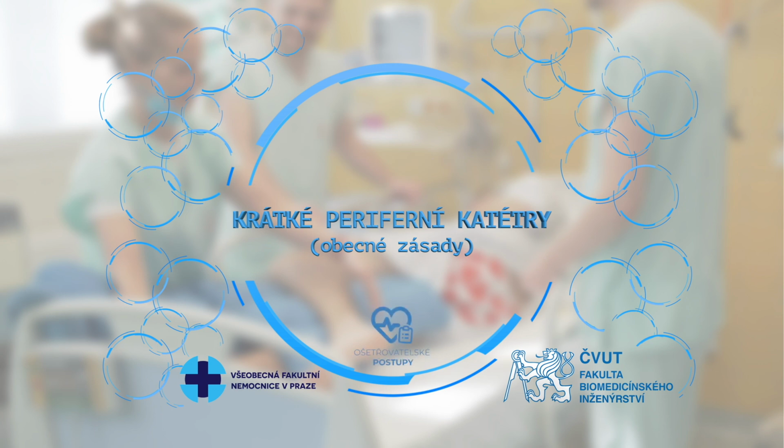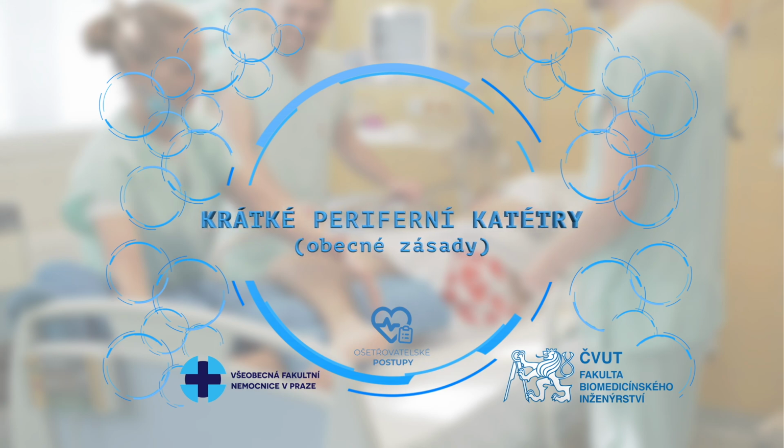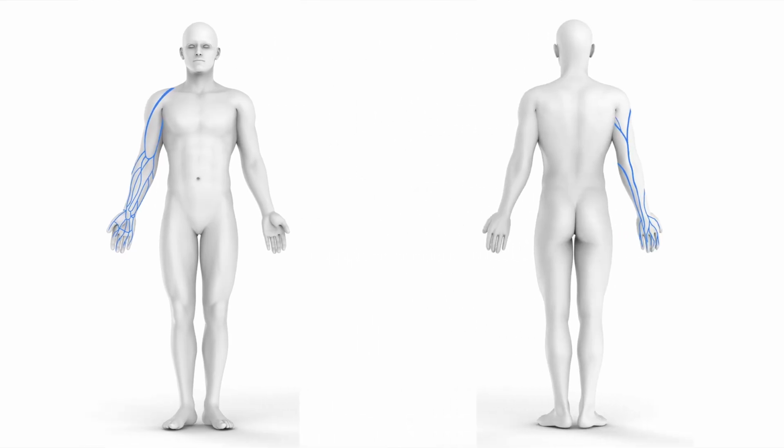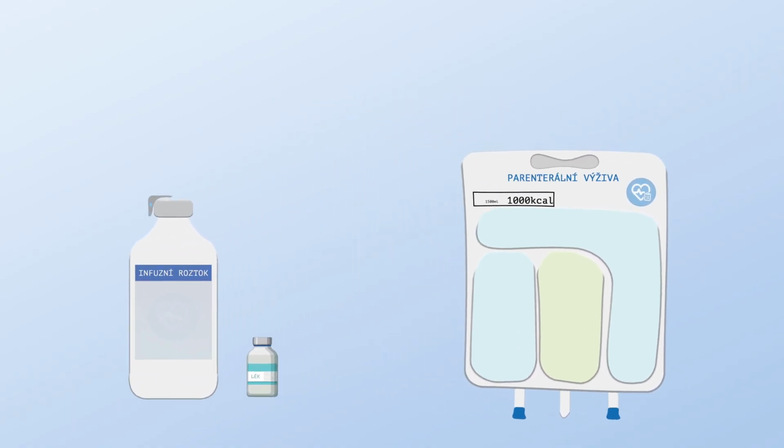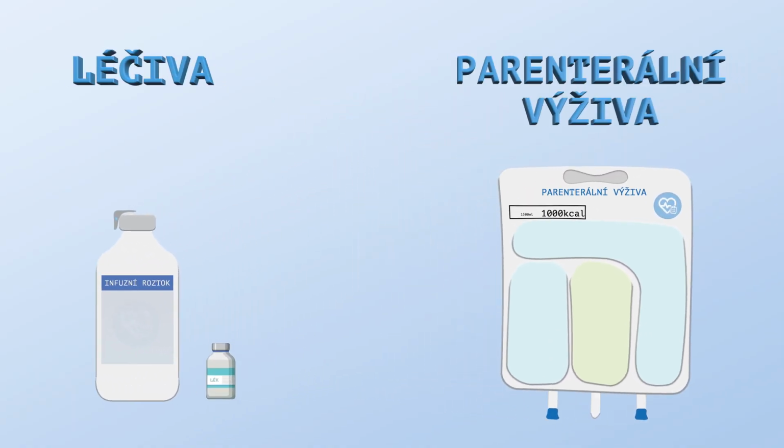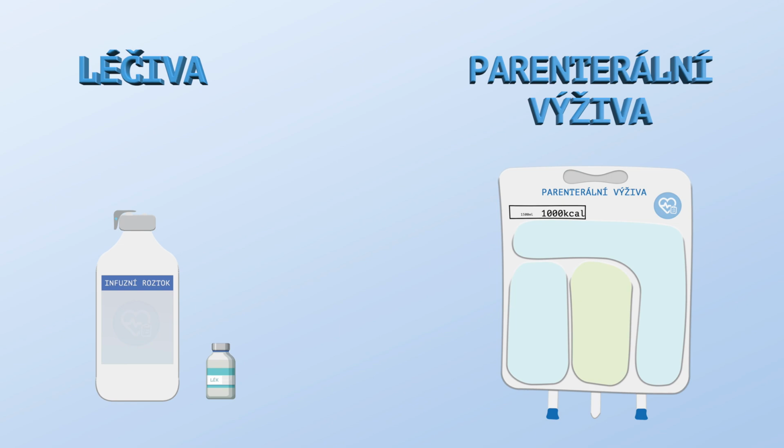Short peripheral catheters are classified as short-term venous access devices. The catheter is inserted into the venous system with the distal end placed outside the cava-atrial junction. This allows the administration of medications that do not irritate the venous endothelium with a pH of up to 9 and an osmotic concentration of 600 milliosmoles. For parenteral nutrition, the osmotic concentration can be up to 900 milliosmoles.